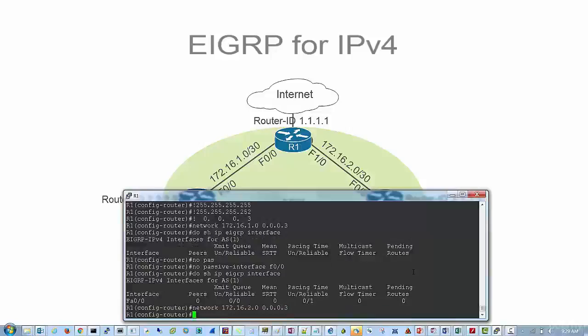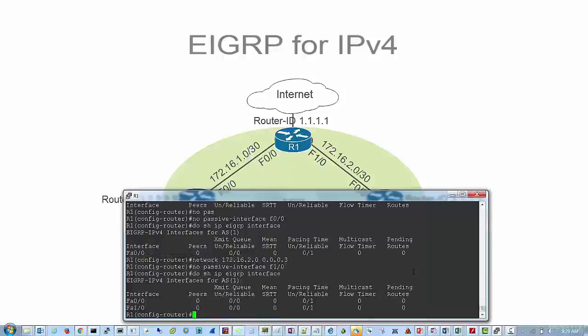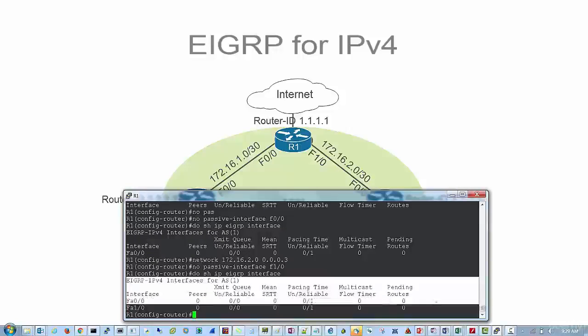Next, we'll do the same thing except for our F1/0 interface, which is the 172.16.2.0/30 network. Now we should see two EIGRP interfaces. And there we go. So we have enabled EIGRP on R1's F0/0 and F1/0 interfaces.